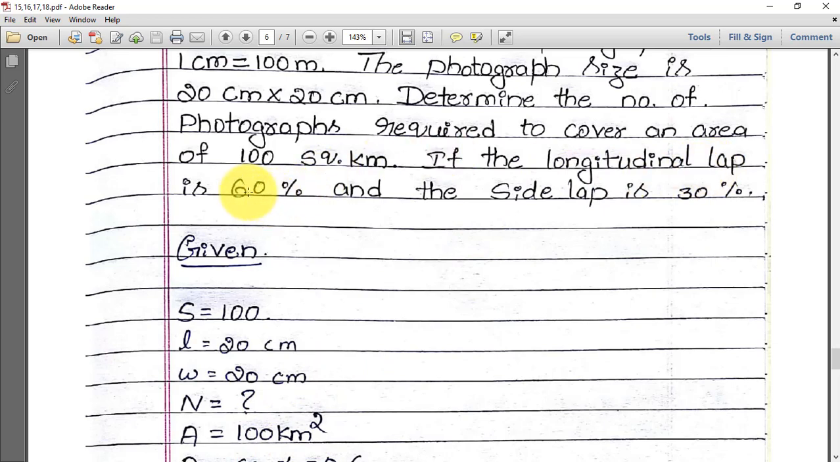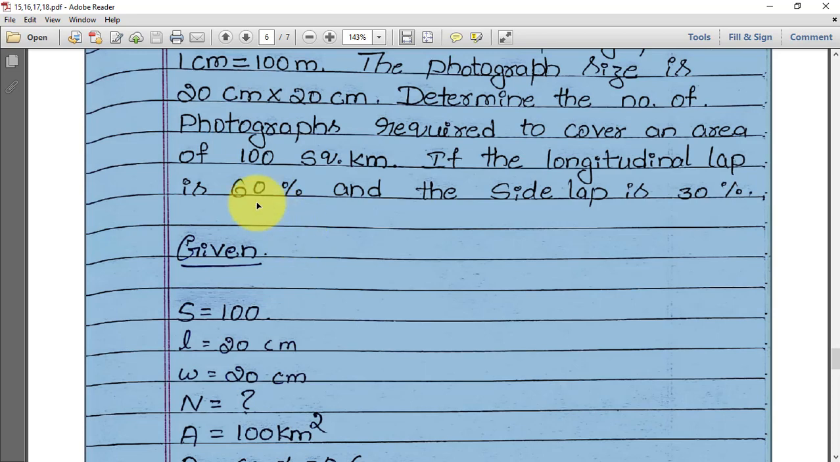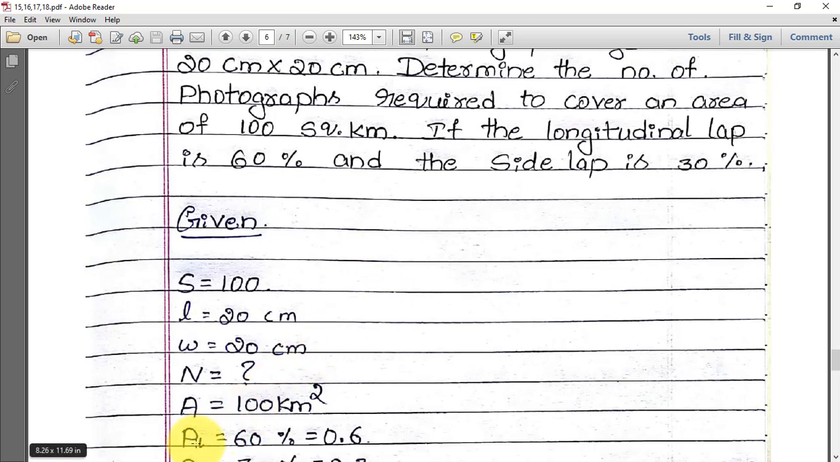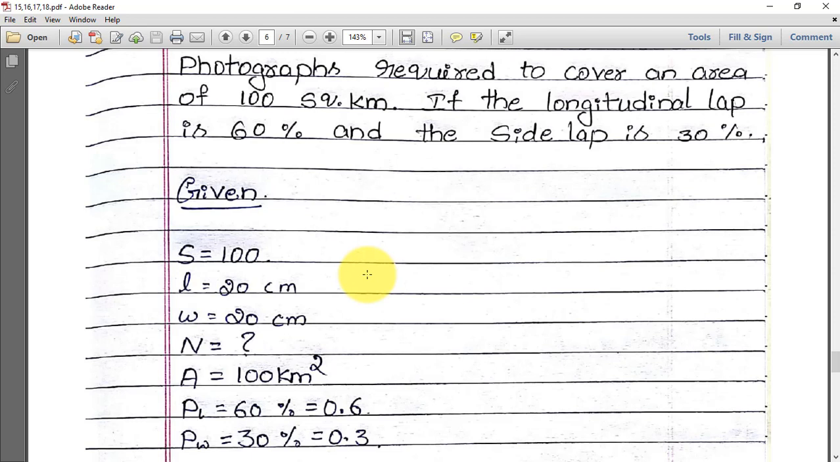If the longitudinal lap is 60%, here it is given in the form of percentage. You write it in decimal form, so 60% is nothing but 0.6. The longitudinal lap notation is PL. And side lap is PW, that is 30%, which means 0.3. So this is how you need to write down the given data.